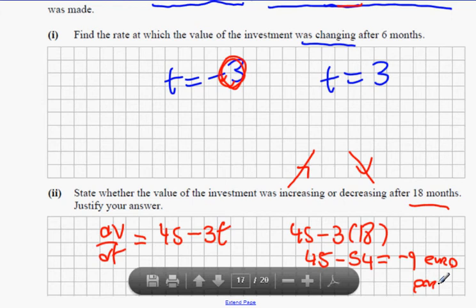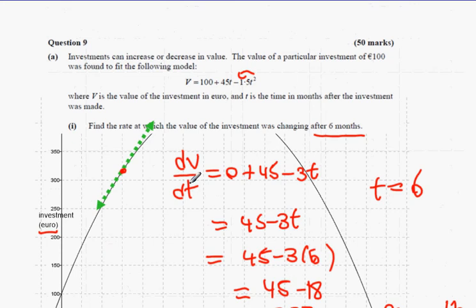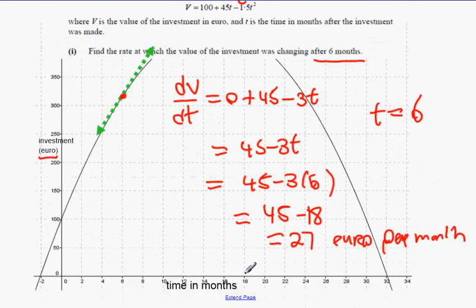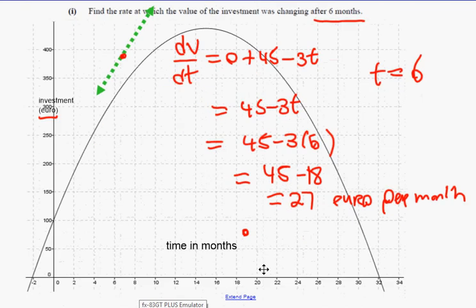So it has a context here, euro per month. Okay, so minus 9 euro per month. If we look at this on a graph, it should be occurring after the maximum has occurred. Is that the case? Is 18 after the maximum? 18 is here. I probably just need to drag it down a little bit. 18 is just after the maximum, and as predicted, it's decreasing. Happy enough with that? Okay.